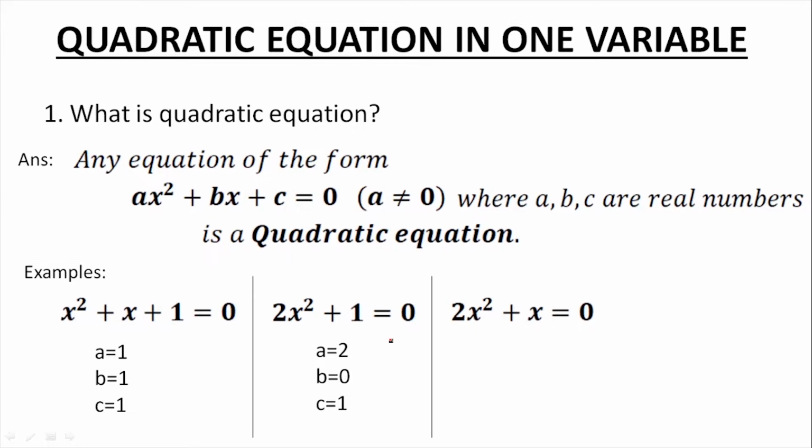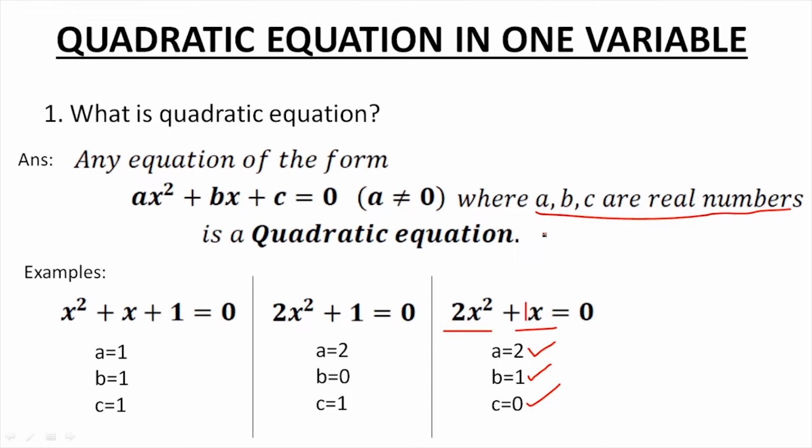Finally, let's see one more example. Here also the value of a is 2. The value of b is 1, and there is no constant term, so c is 0. So a is 2, b is 1, and c is 0. These are all real numbers and a is not equal to 0. So this is also a quadratic equation.